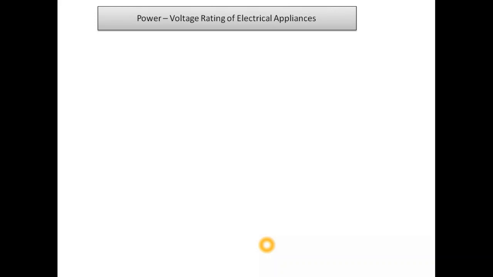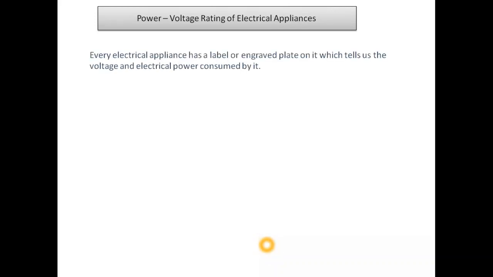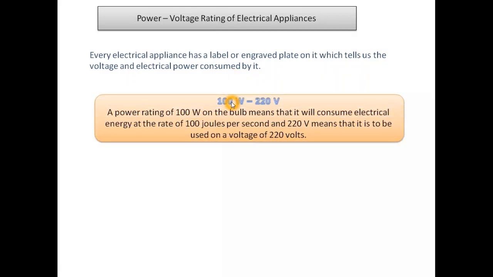See, every electrical appliance, like a radio, bulb, or fan, has a label or engraved plate which tells us the voltage that is to be applied and the electrical power consumed by that appliance. That label present on every electrical appliance is known as the power voltage rating. For instance, if you look at a bulb in your home, it may have the figure 100 watt and 220 volt written on it.